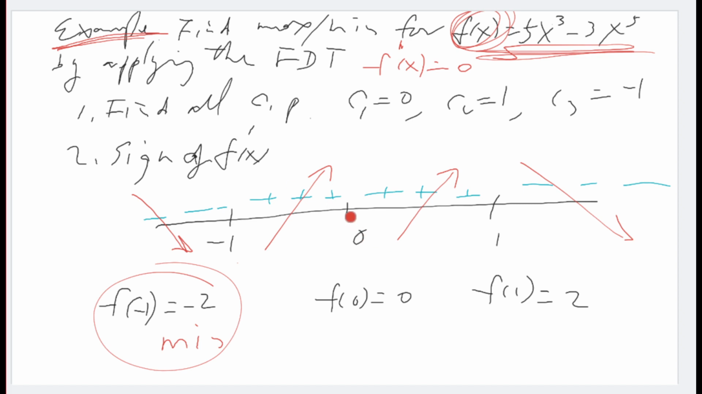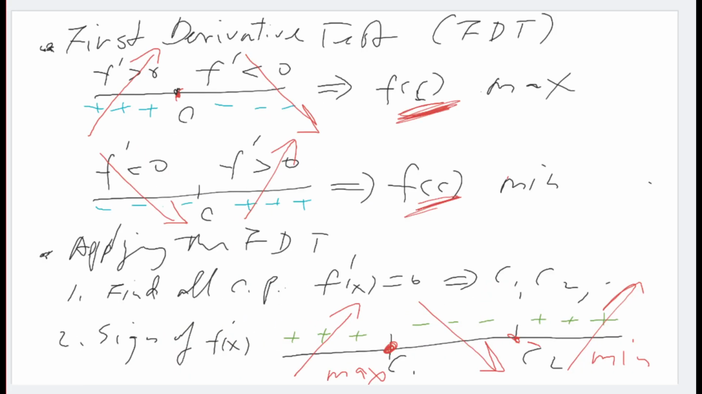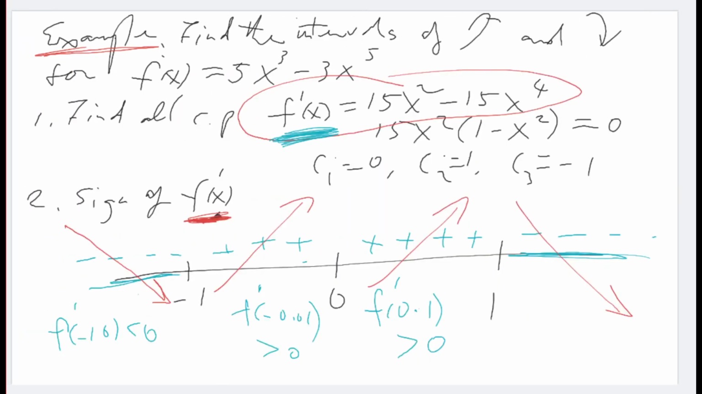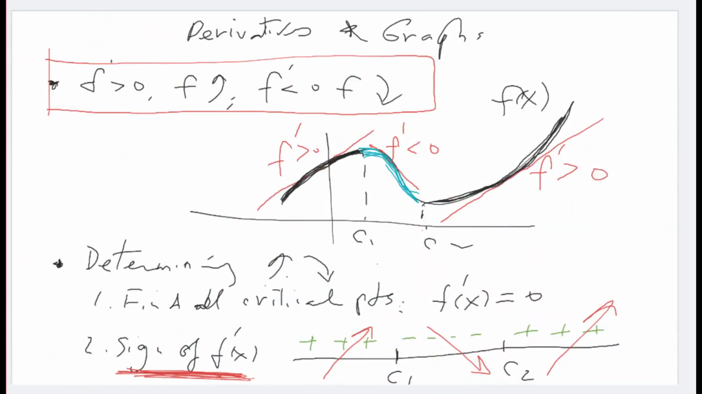How about at 0? At 0, well, the left side, the function is increasing. The right side, the function keeps increasing. So there's no change of increasing, decreasing behavior. In this case, we just don't know. Let's check out our result.